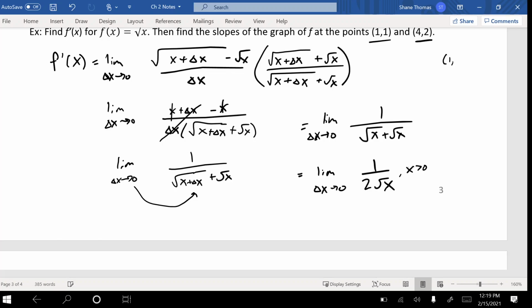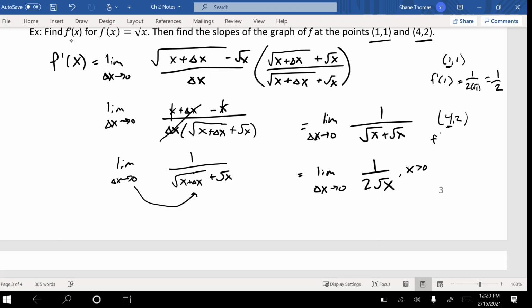So the first one, I have the point (1, 1). Now, when I'm doing this, I just want to find f prime of my x value. What's my x value on this point? It's 1. Okay, so I want to find f prime of 1. I put 1 in, I have 1 over 2 square root of 1, and the square root of 1 is 1, so it's going to be 1/2.